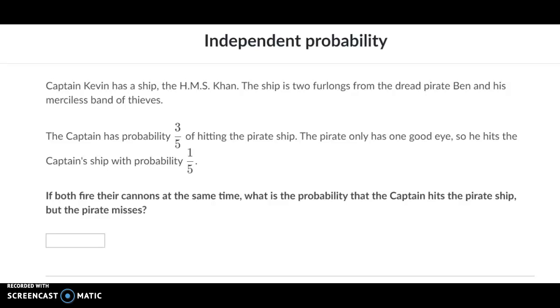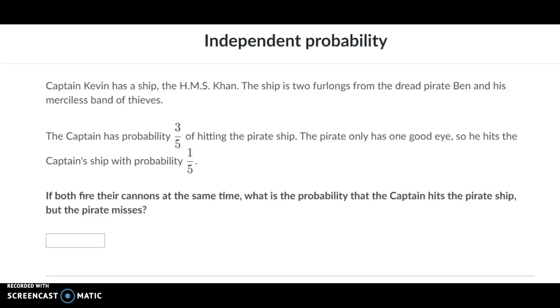If both fire their cannons at the same time, what is the probability that the captain hits the pirate ship, but the pirate misses? Well, the probability of the pirate hitting the ship is 1/5. Probability of him missing the ship would be 4/5. So the probability of one thing and another means you can multiply these two probabilities if they're independent.